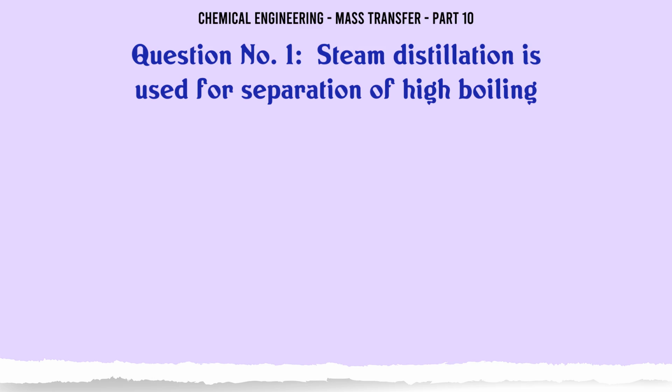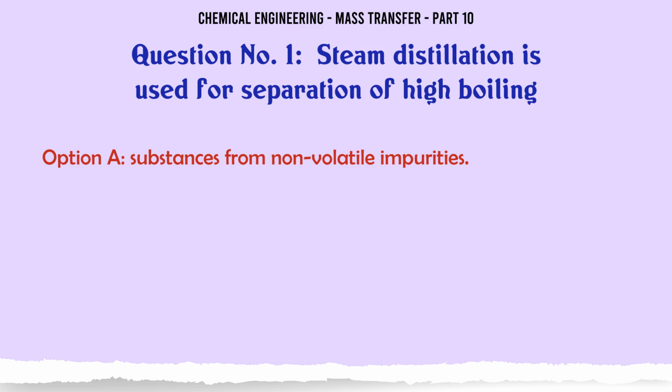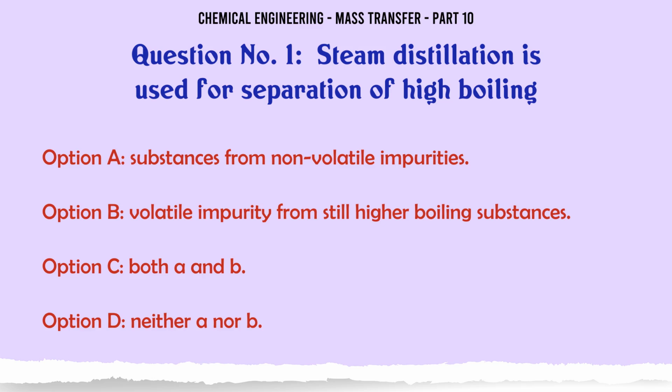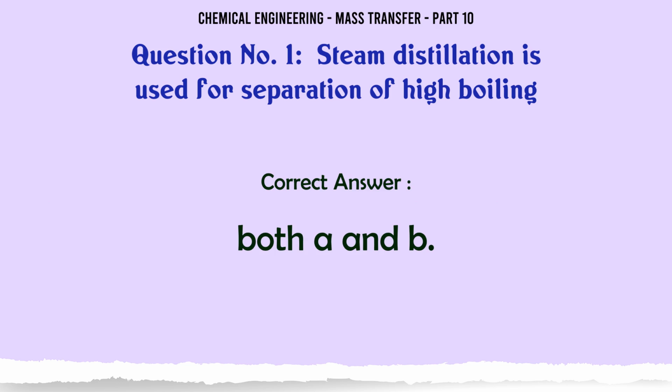Steam distillation is used for separation of A. high boiling substances from non-volatile impurities. B. volatile impurity from still higher boiling substances. C. both A and B. D. neither A nor B. The correct answer is both A and B.